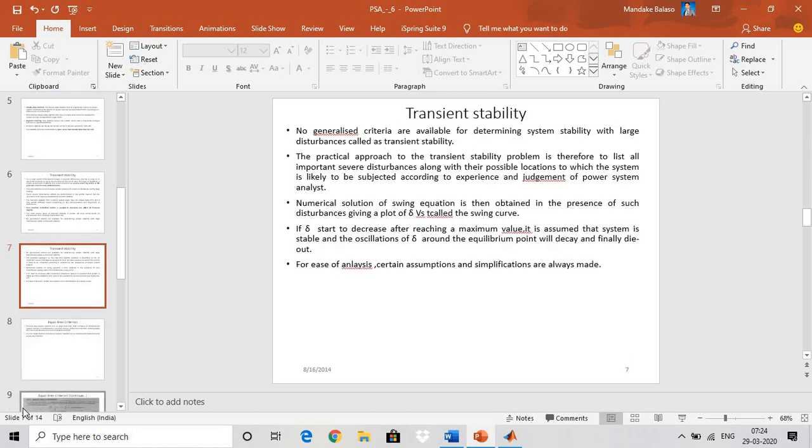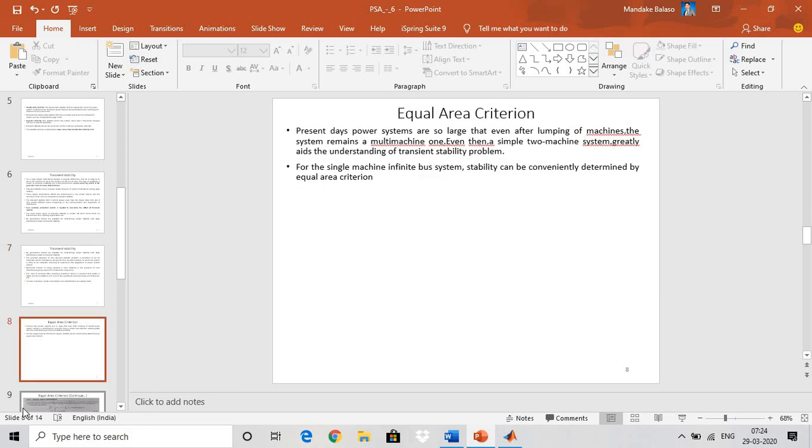So what is the method to decide the transient stability? In this case, there are two different methods. The first one is the equal area criteria method and the second one is the point by point method. So what is the difference between the two methods?